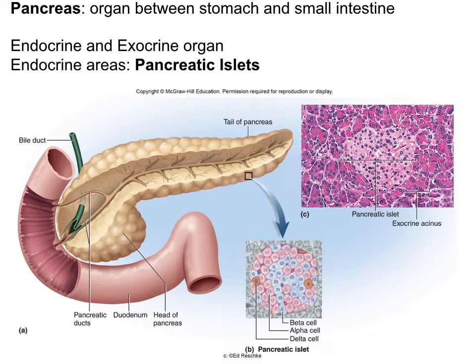Now, those endocrine areas are called pancreatic islets, and in the photomicrograph of the tissue on the right-hand side, you can see the pancreatic islet in the center surrounded by your exocrine areas.